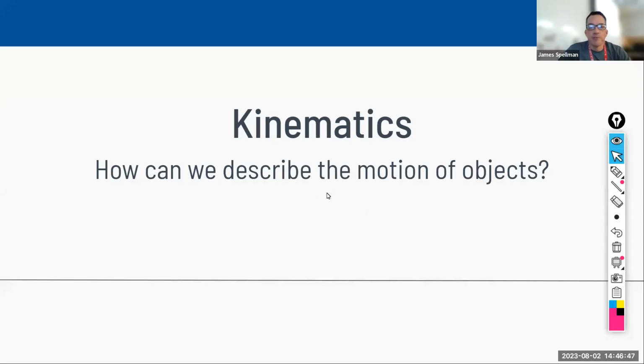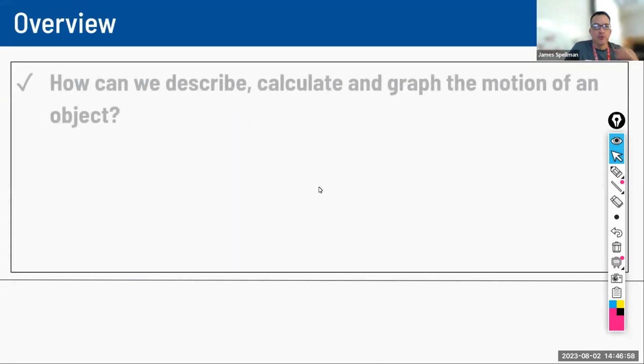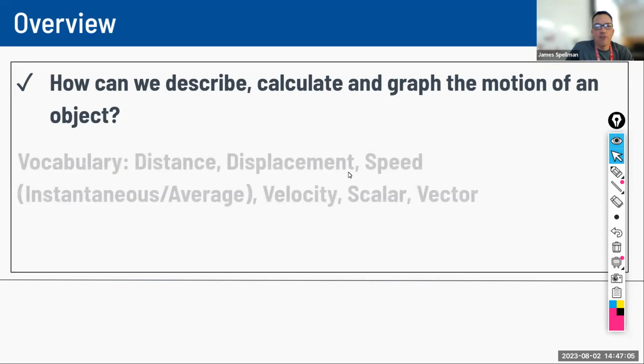Our introduction to kinematics is basically just how can we describe the motion of objects. So we're going to do that with words. We're going to do that with some equations. Eventually, we'll be doing that with some graphs. So as we go through and do these, that's kind of the overview, the main questions we're going to be having: describing, calculating, graphing the motions of objects that we have.